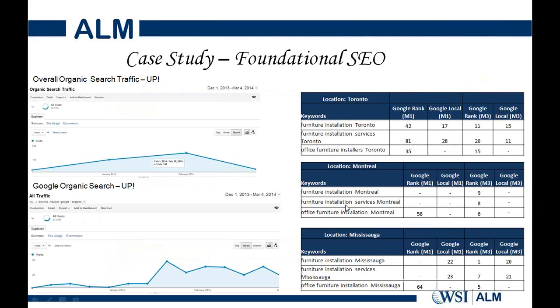From an SEO perspective, we started with a foundational package, and we're now in month 3 of the program. Their key focus was 3 cities in Ontario and Quebec, and we worked with Toronto, Montreal, and Mississauga. You can see that the Google rankings were very non-existent in month 1 compared to where we are today, and the jump.